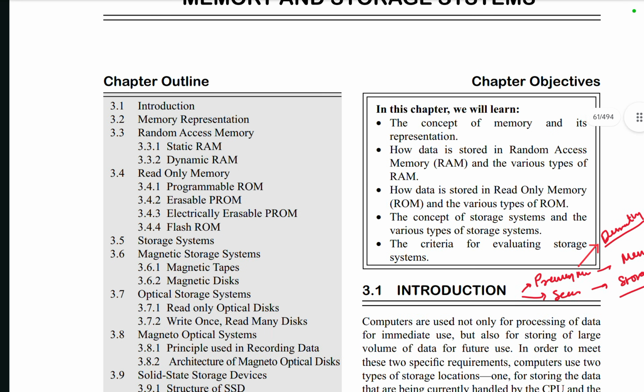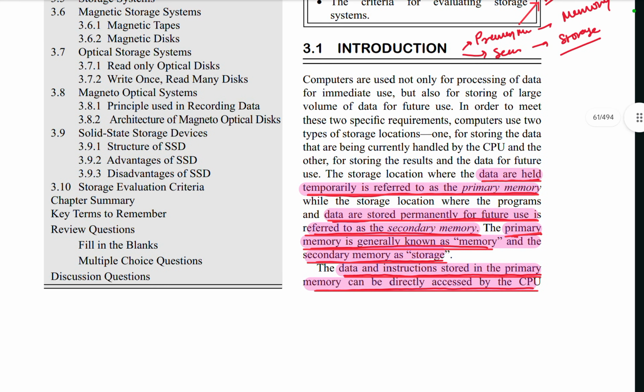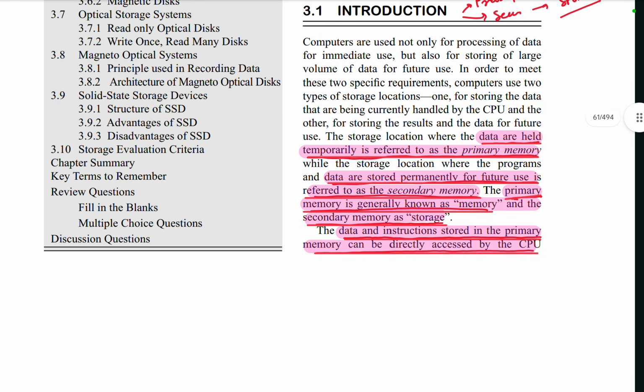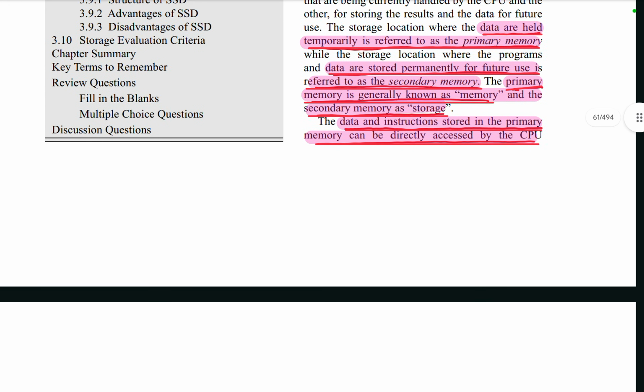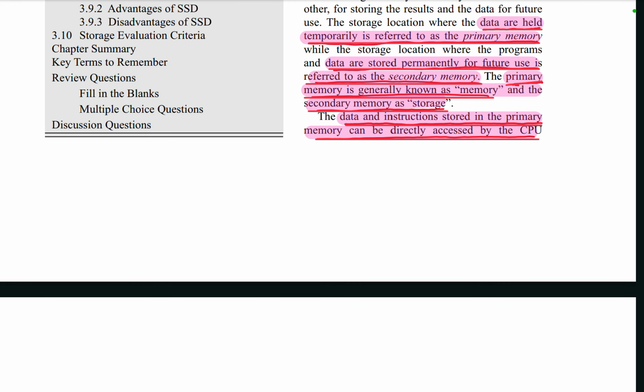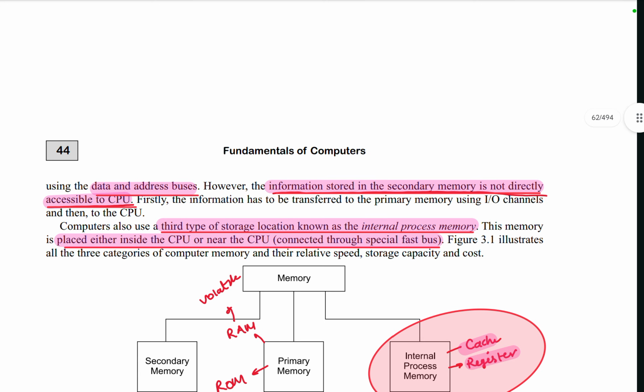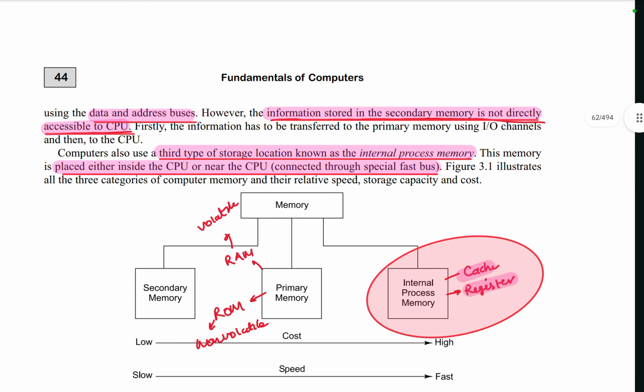Memory and storage system. Data held temporarily is referred to as the primary memory. Data stored permanently for future use is referred to as the secondary memory. Primary memory is generally known as memory and the secondary memory is known as storage. Data and instructions stored in primary memory can be directly accessed by the CPU using the data and address buses.